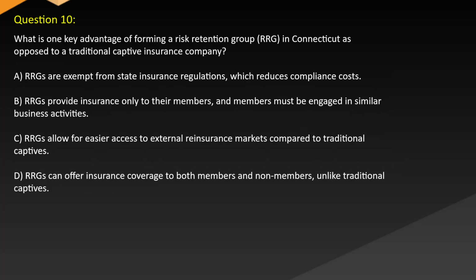Question 10. What is one key advantage of forming a risk retention group (RRG) in Connecticut as opposed to a traditional captive insurance company? A. RRGs are exempt from state insurance regulations, which reduces compliance costs. B. RRGs provide insurance only to their members, and members must be engaged in similar business activities. C. RRGs allow for easier access to external reinsurance markets compared to traditional captives. D. RRGs can offer insurance coverage to both members and non-members, unlike traditional captives.